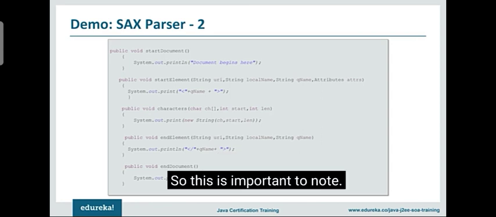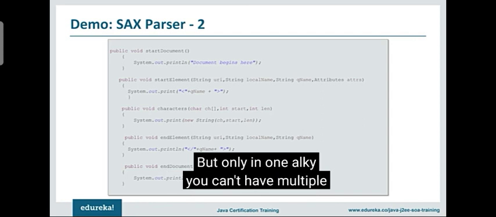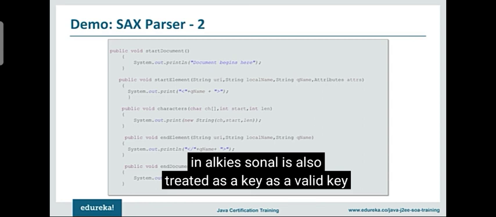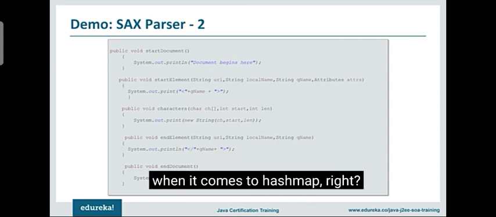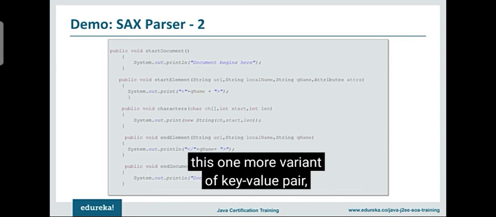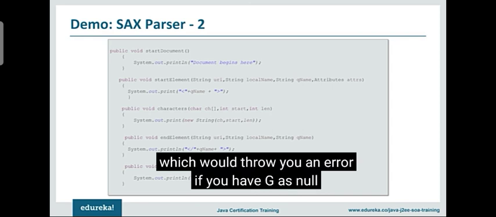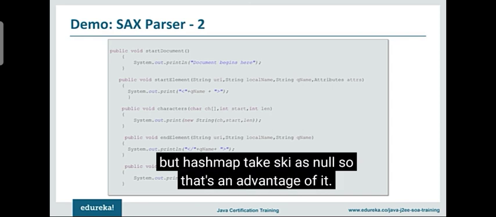So this is important to note. You can have multiple null values, but only one null key. You can't have multiple null keys. Null is treated as a valid key when it comes to hash map. Whereas hash table, another variant of key value pair, would throw you an error if you have a null key. But hash map takes a null key. So that's an advantage of it.